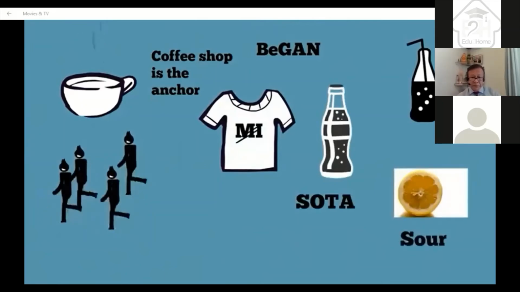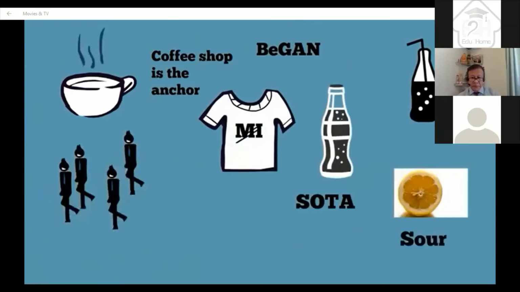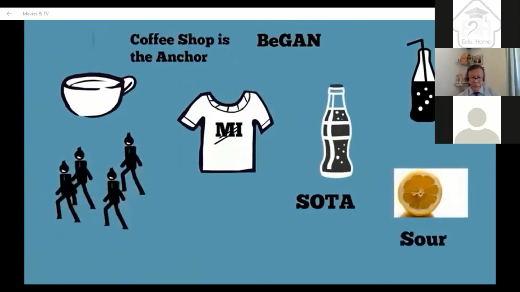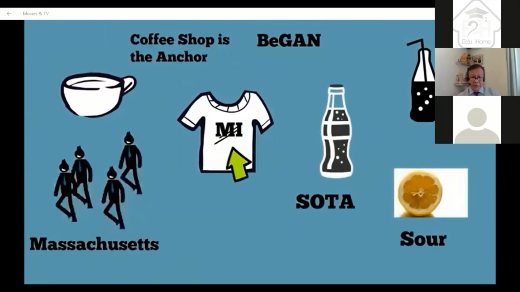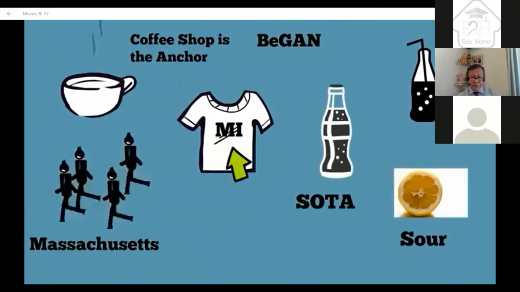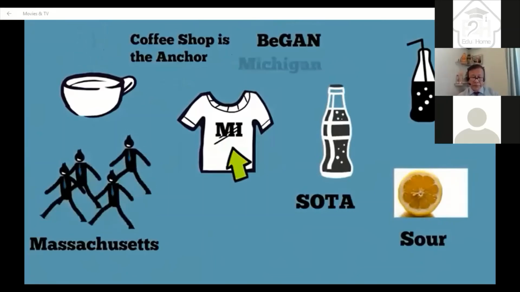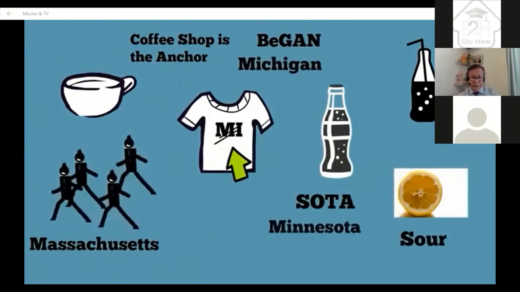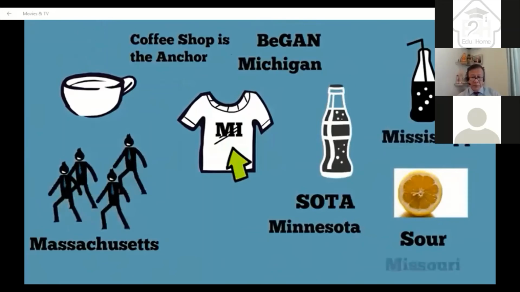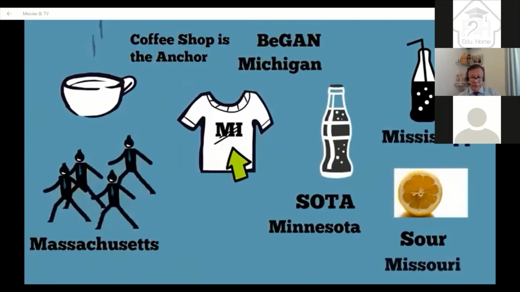The word Mass is for Massachusetts. The MI on the shirt reminds me that the following states all start with MI. The word began is for Michigan, soda is for Minnesota, sip for Mississippi, and sour for Missouri.